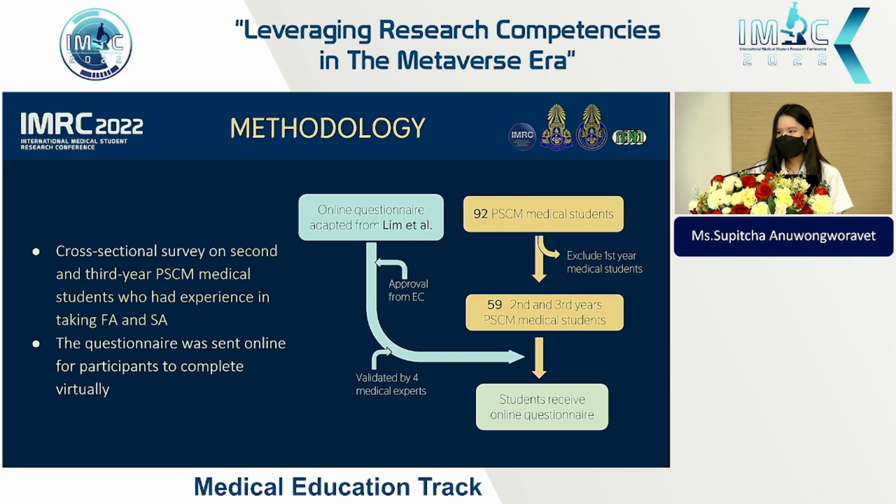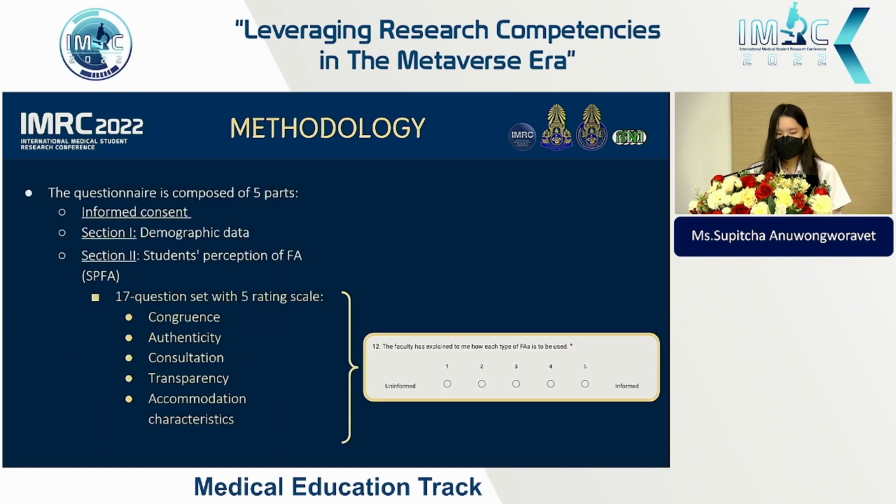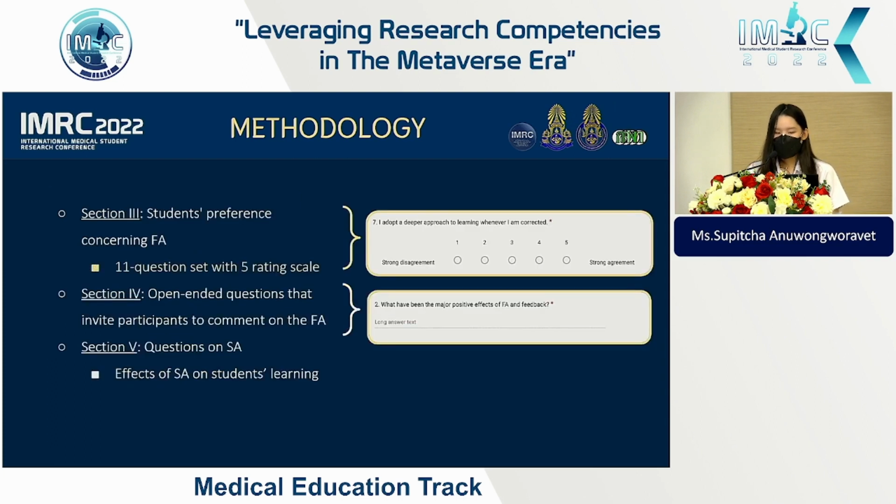The online questionnaire itself was adapted from a study from Lim et al., and it was approved by the Chulabhorn Royal Academy Ethics Committee and was also validated by 4 medical experts prior to sending the questionnaire to students. The questionnaire is composed of 5 parts, excluding the informed consent, where Section 1 will obtain demographic data, and Section 2 is students' perception of FA, or SPFA, which consists of a 17 question set using a 5 rating scale. This section will look at 5 aspects, including congruence, authenticity, consultation, transparency, and accommodation characteristics to better understand students' perception of FA.